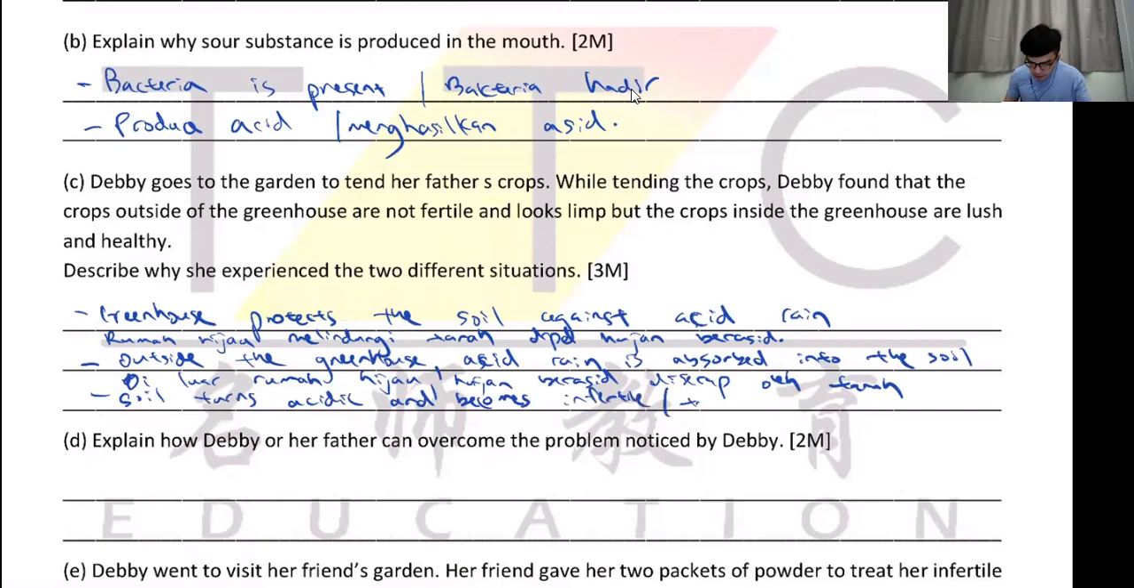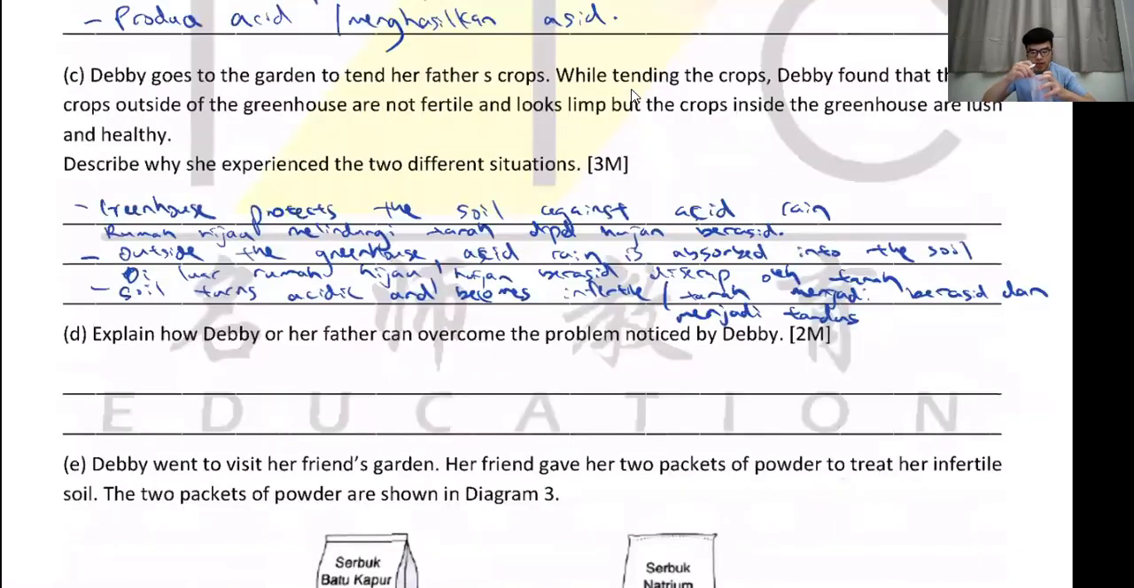Okay, tanah menjadi berasid dan jadi tandus, or tidak subur. Tandus lah. Okay, so 3 points here. This is slightly longer, the explanation, because it's a 3-mark question.